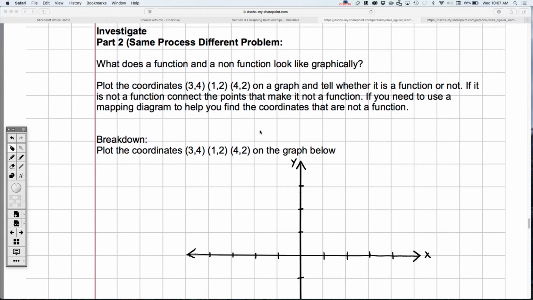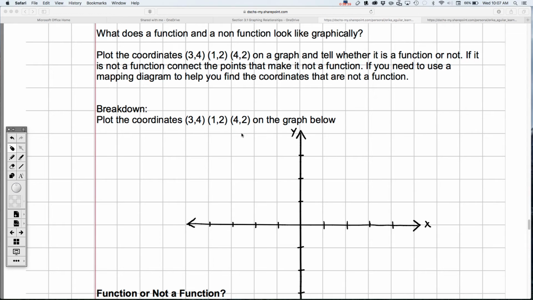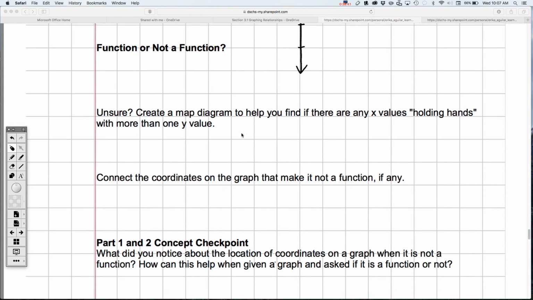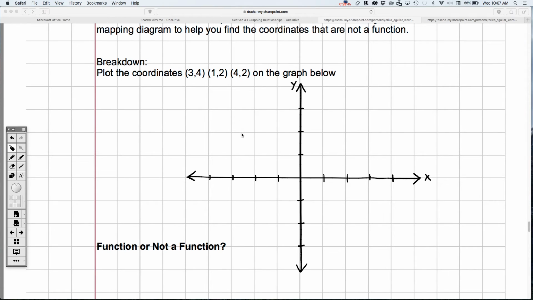Now, what does function and non-function look like? Plot the coordinates 3, 4, 1, 2, and 4, 2 on a graph. So go ahead and try this one on your own. Go ahead and try it now.